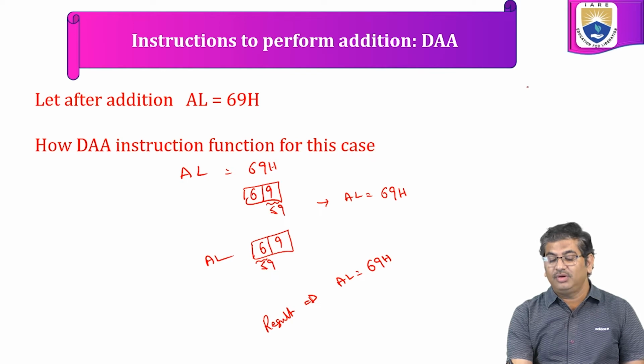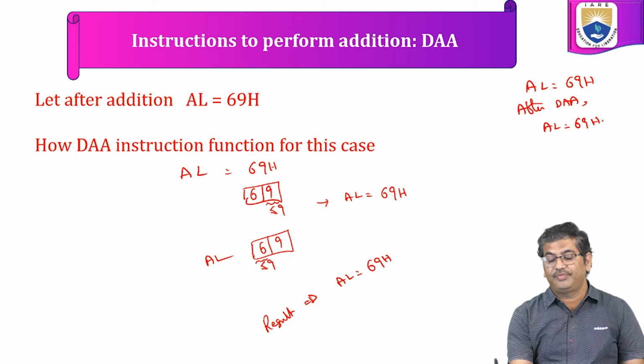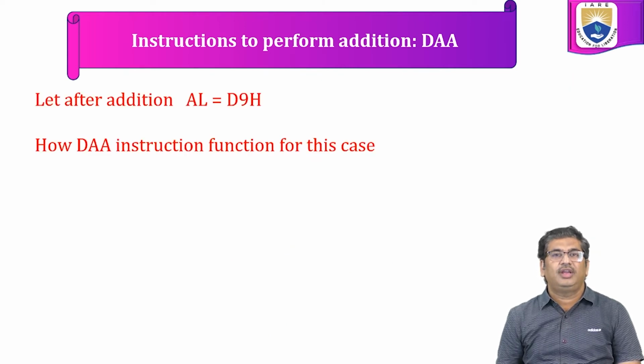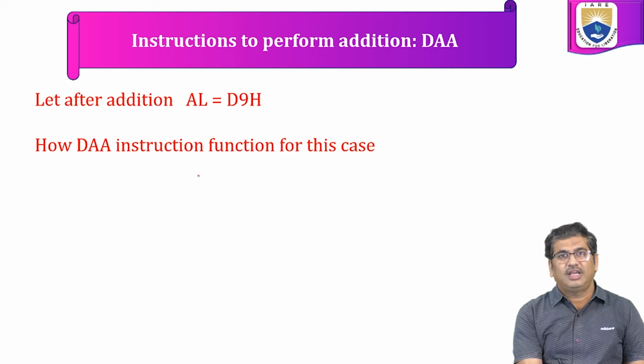So in this example, we have considered AL register is equivalent to 69H. After the DAA instruction, the AL register contents remain the same, as it is a valid BCD number in both upper nibble and lower nibble. Now we will move to the third example, where we are considering the result produced after addition in the AL register is equivalent to D9H. Now we will see how this DAA instruction will work.